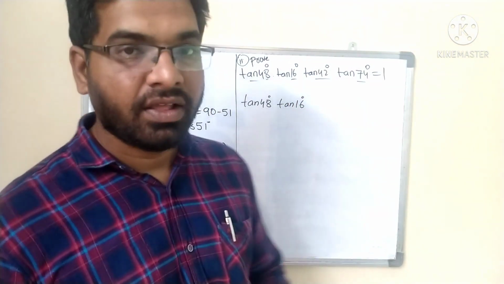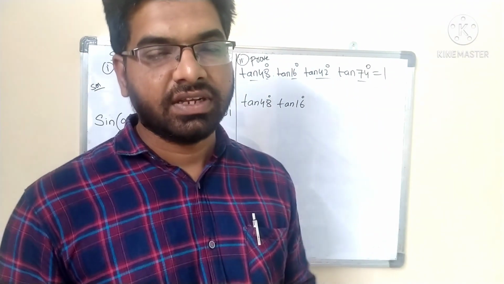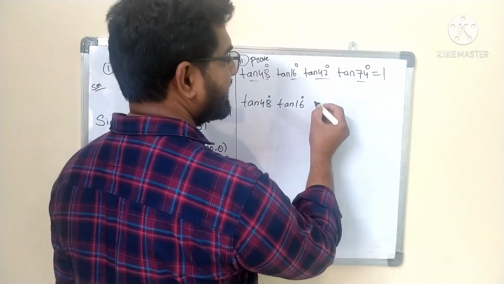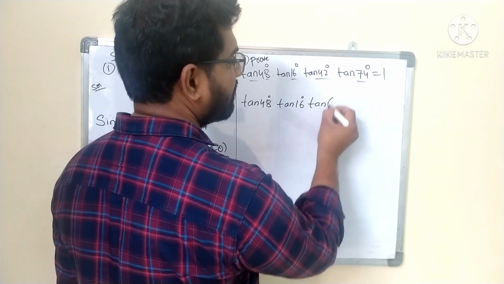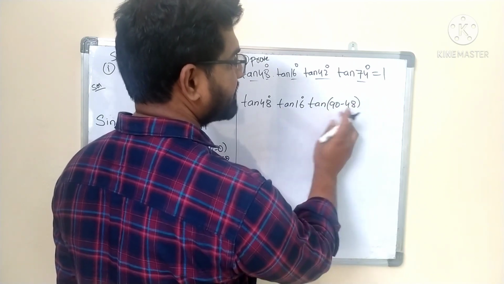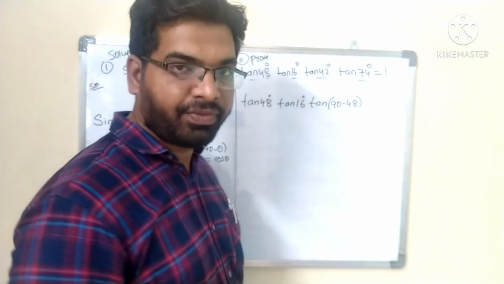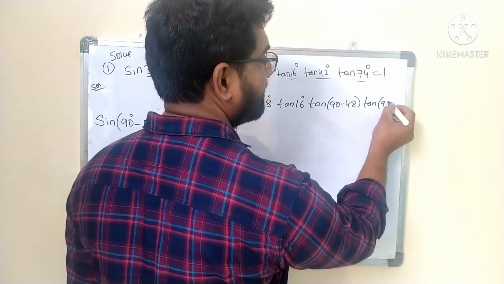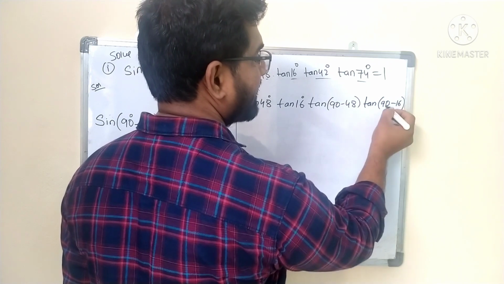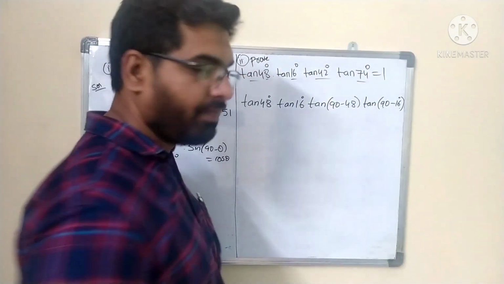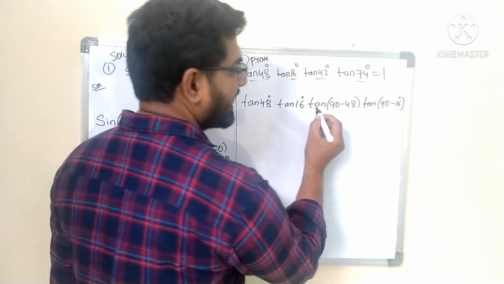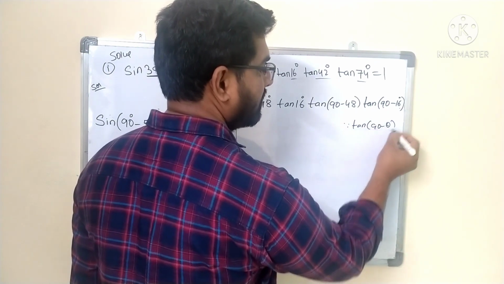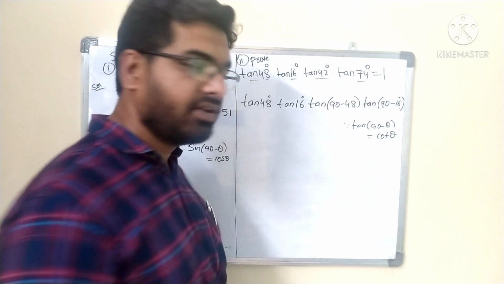Tan 42. What is the complementary angle of 42? 48, right? 42 plus 48 is 90. So tan 42 I am writing as tan of 90 minus 48. Because if I subtract 90 minus 48, I will get 42. Similarly, tan 74 I am writing as tan of 90 minus 16, because if I subtract 90 minus 16, I will get 74. Now the formula for tan of 90 minus theta is cot theta.